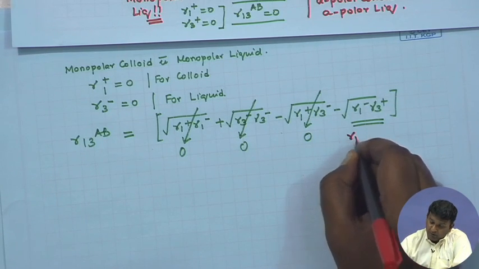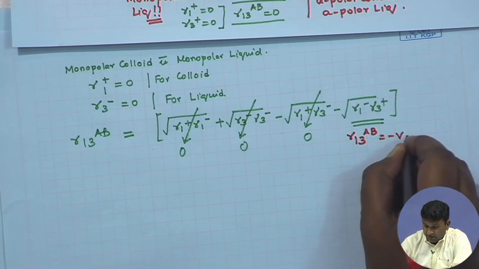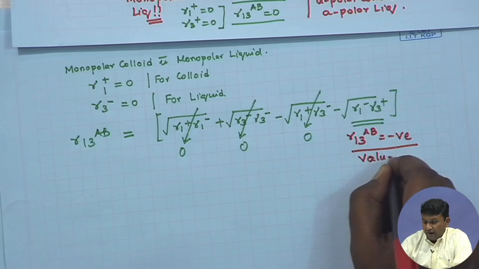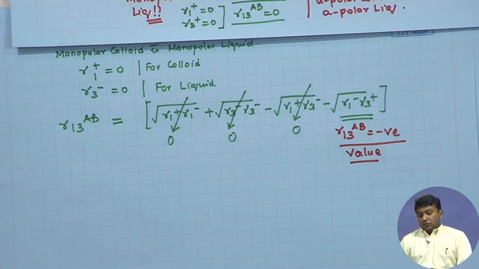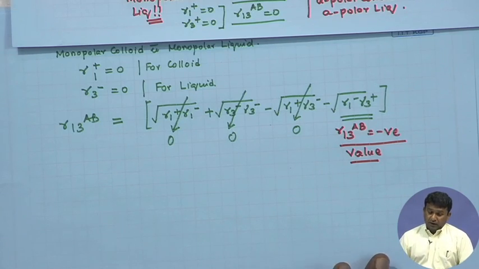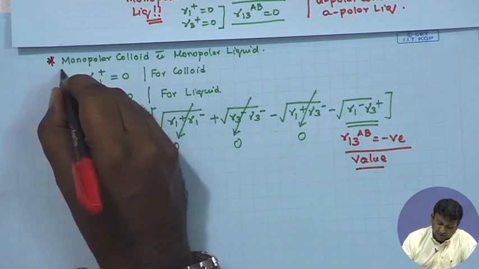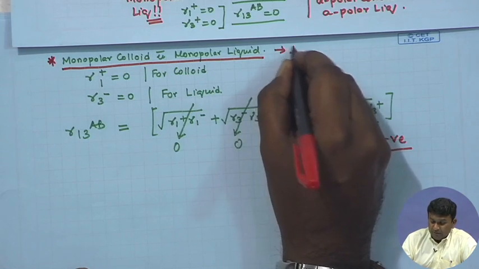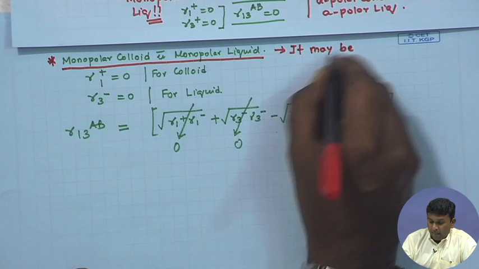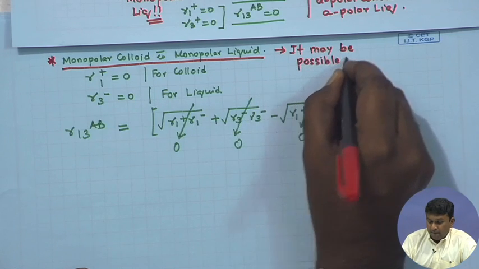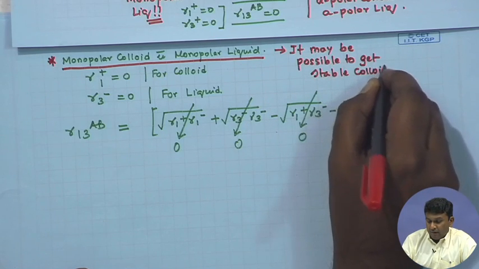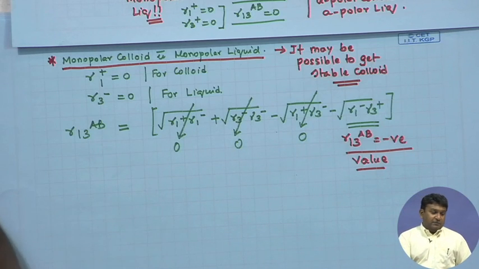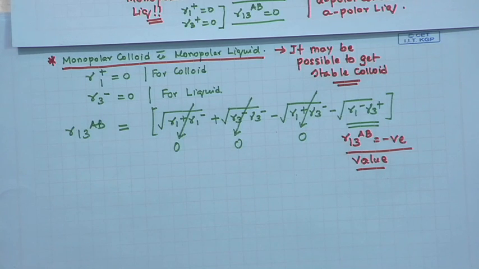So, again in principle this term contributes. So, gamma 1,3 AB will indeed have a negative value, and depending on the relative magnitude of gamma 1,3 AB with gamma 1,3 LW, again you can theoretically at least get a positive value of delta G 131. So, even under this condition, it may be possible to get a stable colloid.